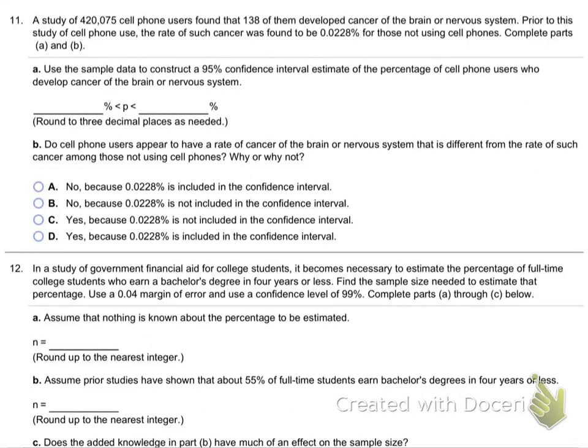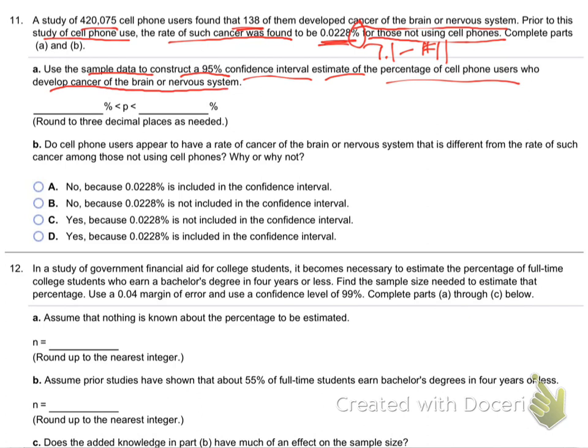Okay, so here's section 7.1, problem number 11. A study of 420,075 cell phone users found that 138 of them developed some special kind of cancer of the brain or nervous system. Prior to this study of the cell phone, the rate of such cancer was 0.0228%. Notice that's a percent. For those not using cell phones, complete parts A and B. Use the sample data to construct a 95% confidence interval estimate of the percentage of cell phone users who develop cancer of the brain or nervous system.